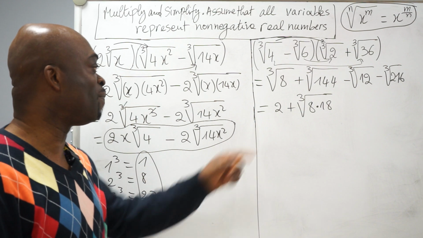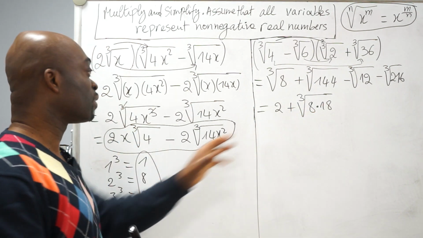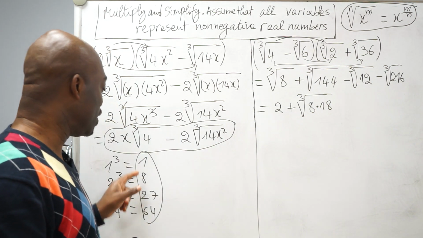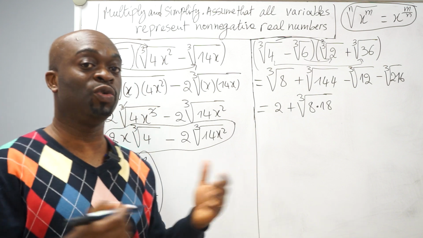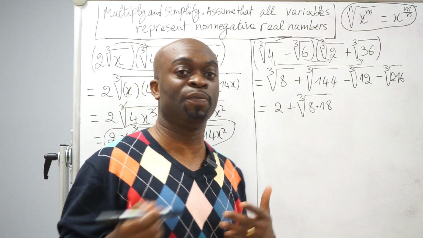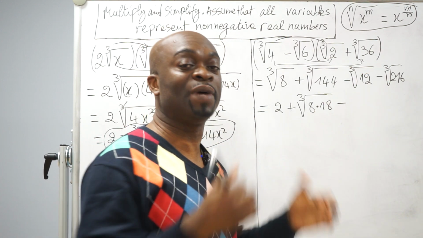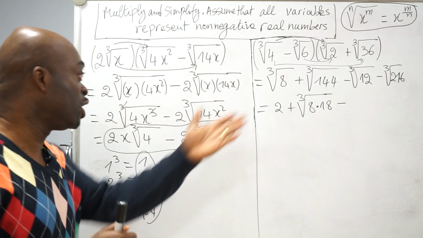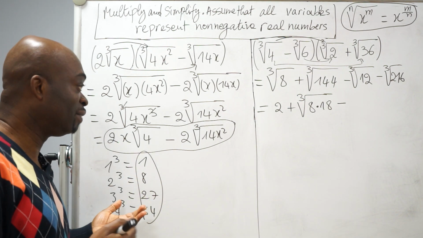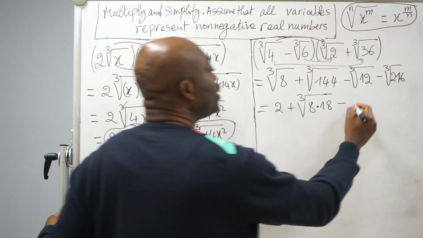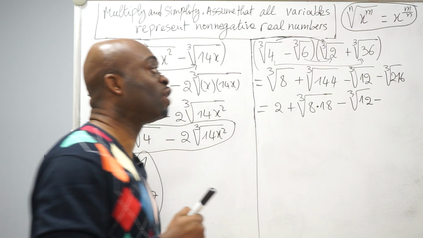So very quickly, let's go back over here. So we can break down 144 into 8 times 18, because if you divide 144 by 8, you get 18. And 18, you cannot break down into a perfect cube and another number. So you just have to continue. Minus, what about cube root of 12? 12 is not a perfect cube and you cannot break it down into a perfect cube, meaning you cannot divide 12 by any of these numbers so that it comes out evenly. So you keep it as 12, then minus cube root of 216.